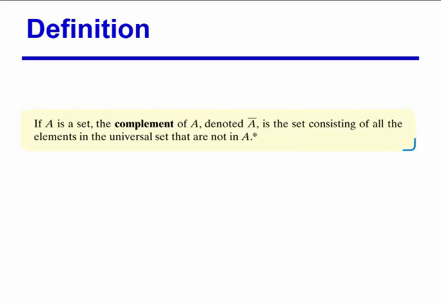Another definition: the complement of a set A, denoted by A bar, is a set consisting of all the elements in the universal set that are not in A. In other words, the complement of A are the elements that are in the universal set but not in A.